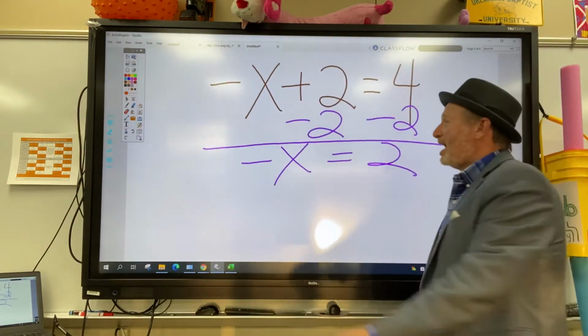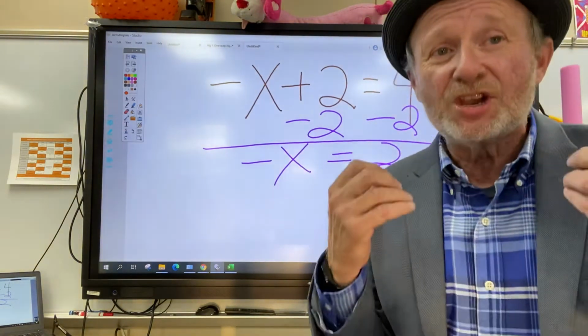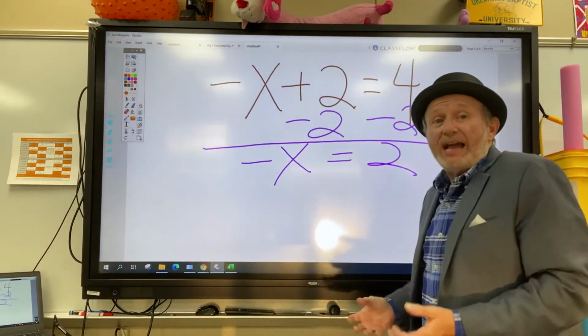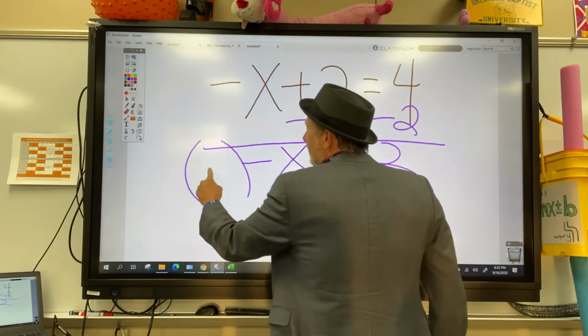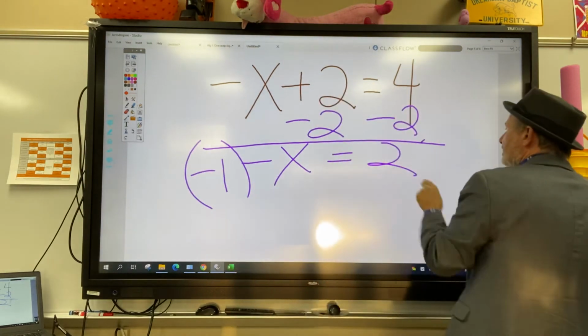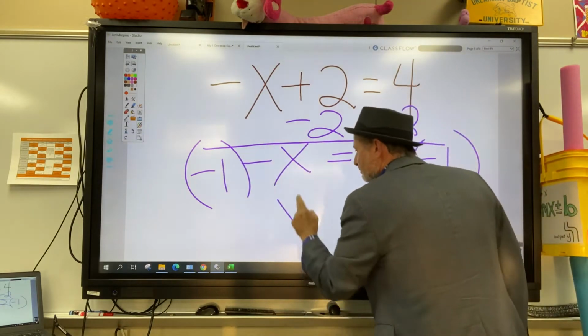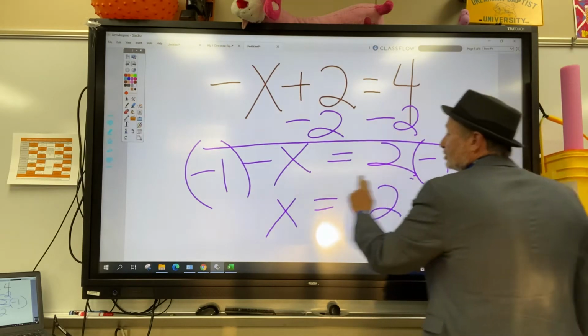Boo-how. All right? So how do I get rid of the -x? Because you always want a positive x or a positive variable as your answer. Well, I've got to either multiply or divide by -1. Now me, I'm a multiplier. I like multiply by -1, multiply by -1. -1 times -x gives me positive 1x, and 2 times -1 gives me -2.